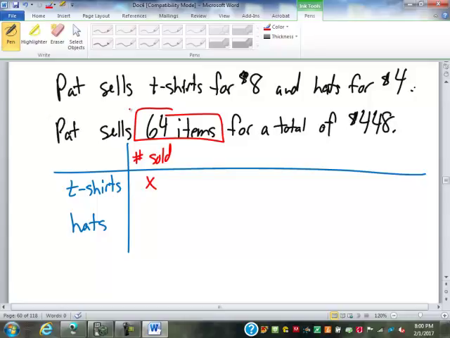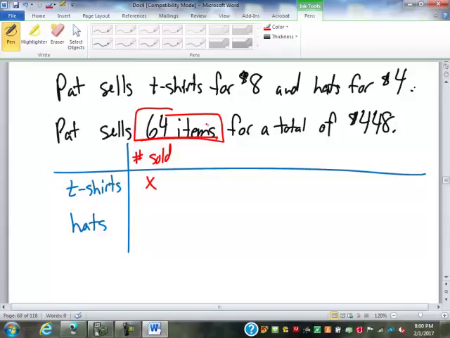Now, if we were in a more advanced algebra class, we would do a system of equations, X and Y, and we'd solve it. But I don't hate you guys that much. Not yet. We won't get into systems of equations here. But we do know there's 64 total items. So let's just put the problem aside. If we know there's 64 total items, if I were to tell you that 10 of them were t-shirts, how many hats would there be?